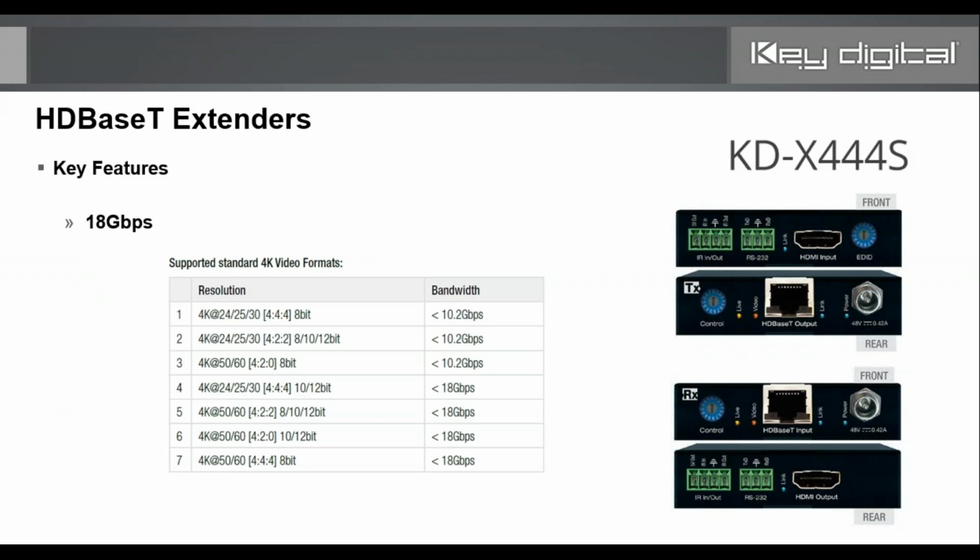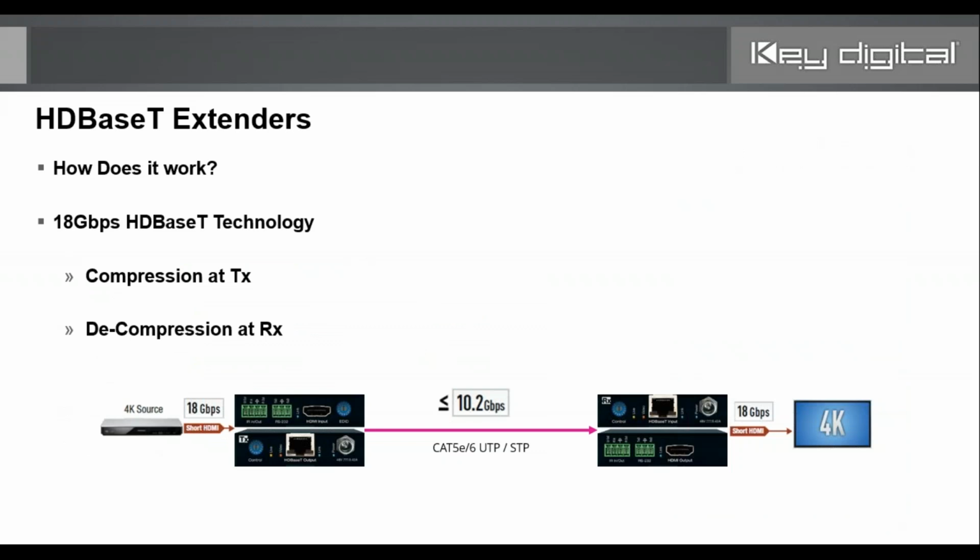So again, full 18 gigabits per second, but as I mentioned, this was not previously possible until just recently, and these are the first Key Digital products supporting 18 gigabit per second over HDBaseT. So how does this technology work?